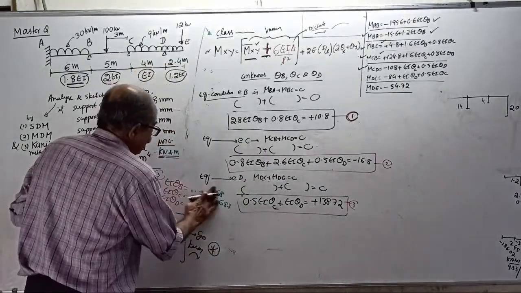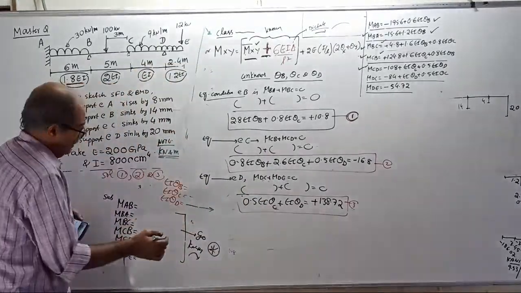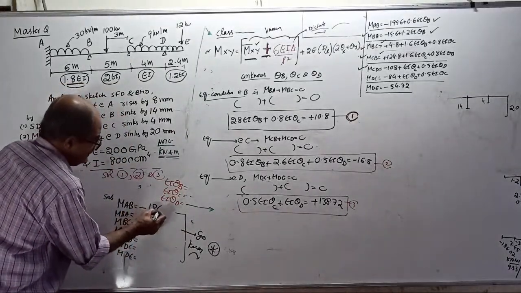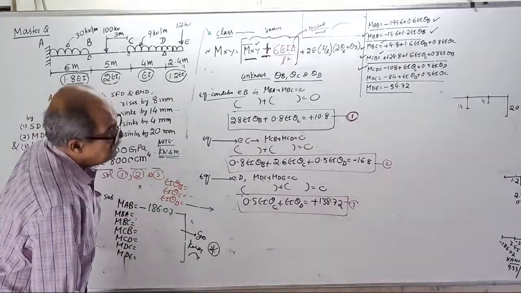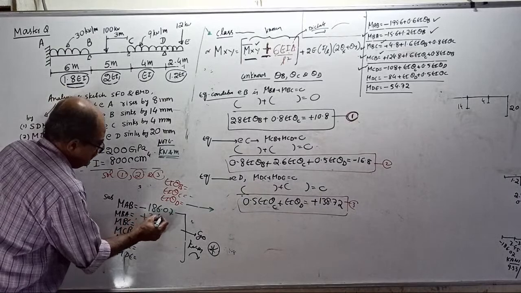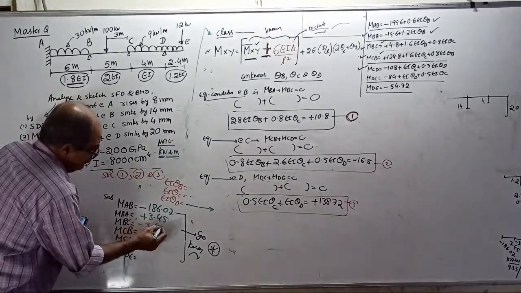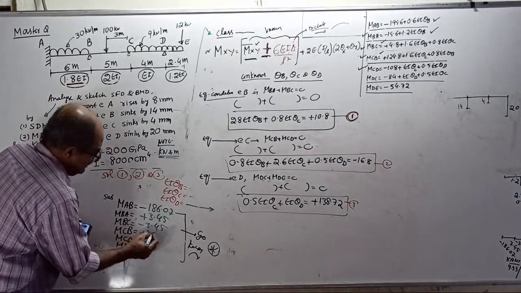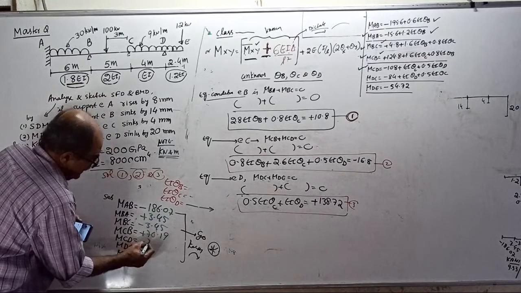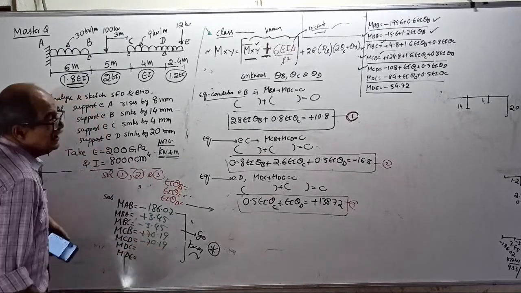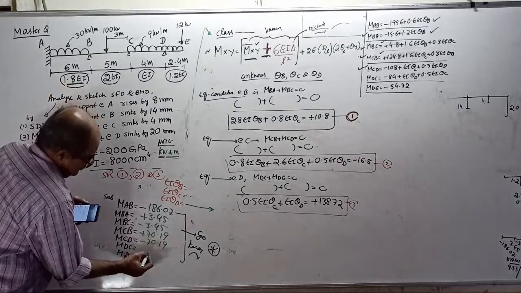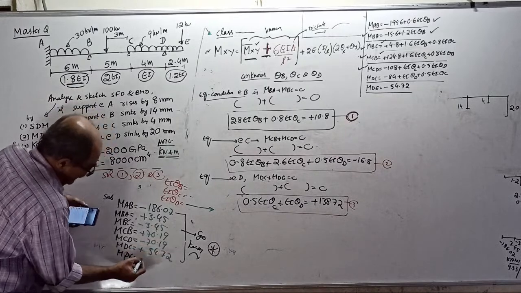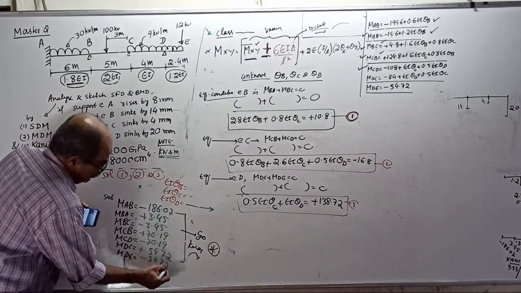Okay, I will do one thing now. I won't write any answer. I will put the moments. MAB is minus 186.07. MBA is plus 3.45. MBC is minus 3.45. MCB is plus 70.19. MCD is minus 70.19. MDC is plus 54.72. MDE is minus 54.72. Okay.